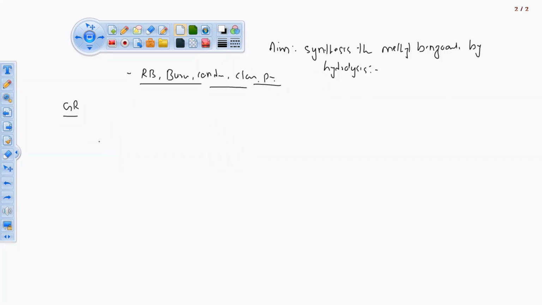So here we are going to take this molecule, methyl benzoate, an ester kind of carbonyl group, ester C double bond O, but it is methyl benzoate.